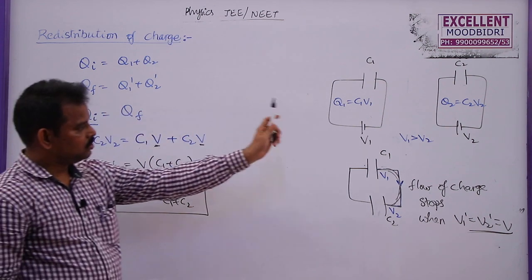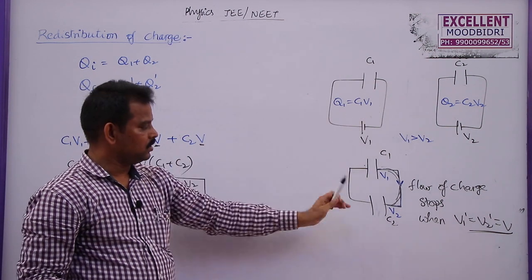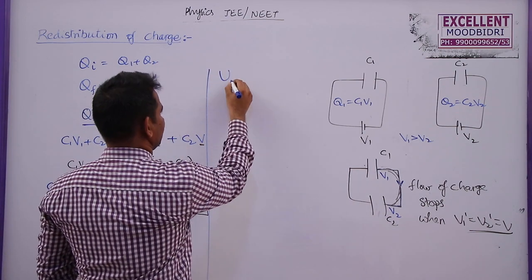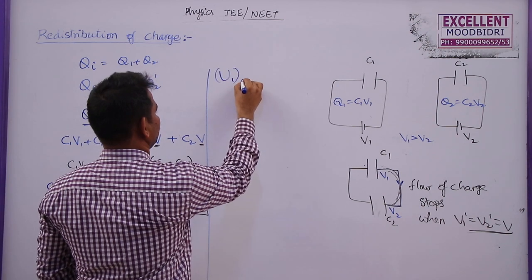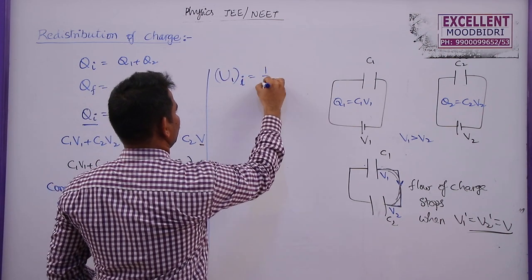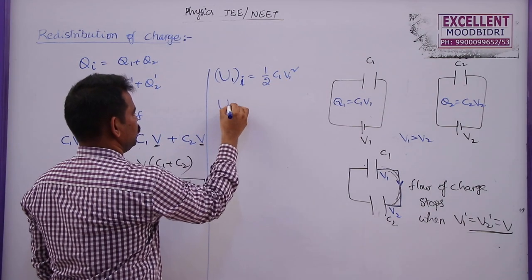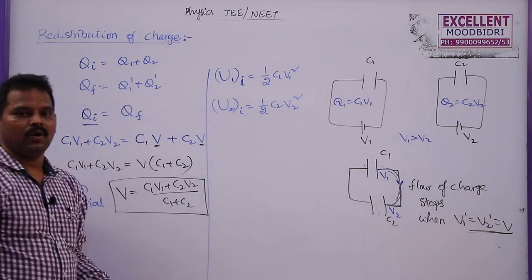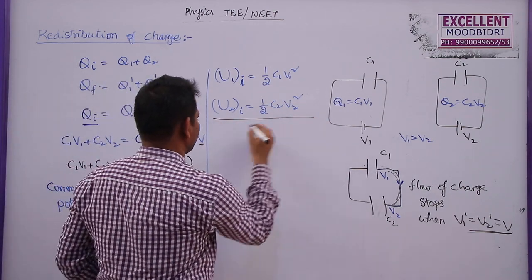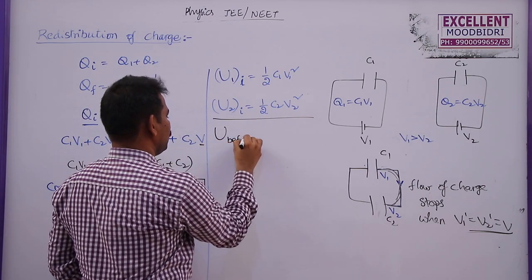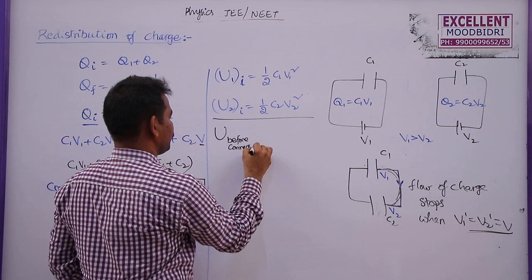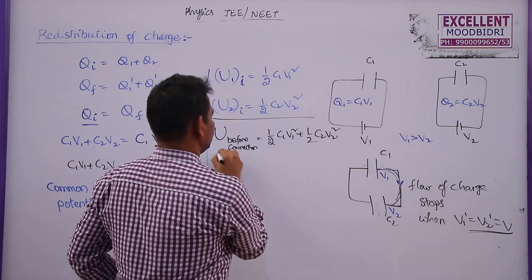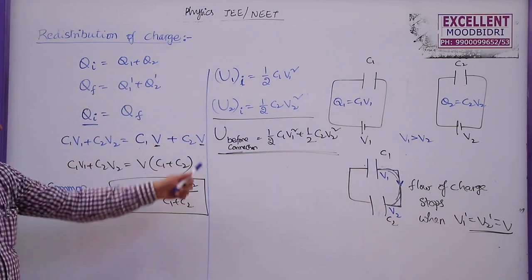Now, what is the energy stored in the first case, the energy stored in the second case, and the energy stored after connection in the system? Here I am going to write: the initial energy stored in the first capacitor, U1 initial, is equal to half C1 V1 square. U2 initial is equal to half C2 V2 square. So what is the total energy of the system before connection? This is the energy before connection, given by half C1 V1 square plus half C2 V2 square.